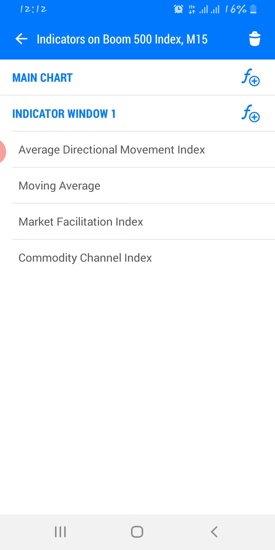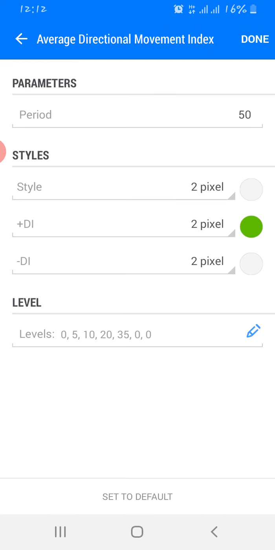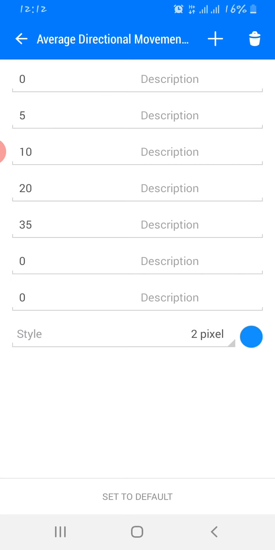For those that don't know how to set it, we have the first indicator, the average directional movement. Set your period to 50. Use two pixels for the first line, then the color of your screen. The second, which is D plus DI, you use two pixels. You can use any color, but I'm using green right here. The third is D minus DI. You use two pixels also, then the color of your screen. Then these are the levels. You click the add button. The first level 0, second 5, 10, 20, 35, 0, and 0. That's it. You click done.